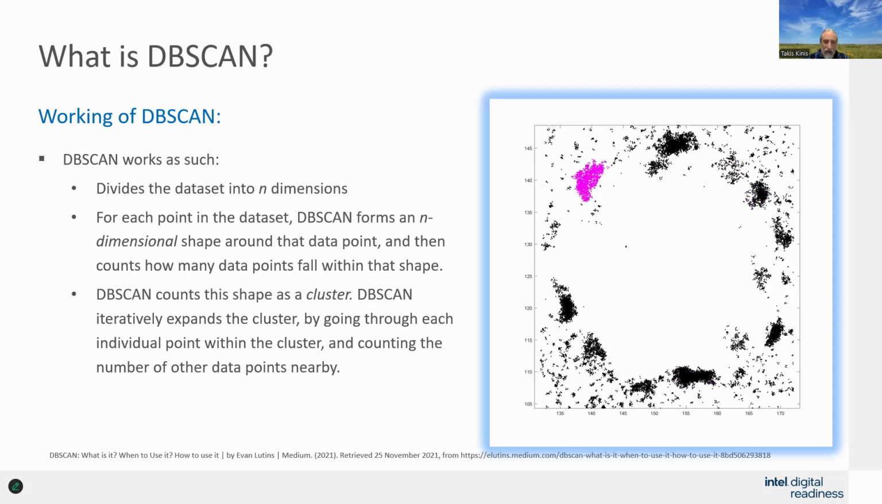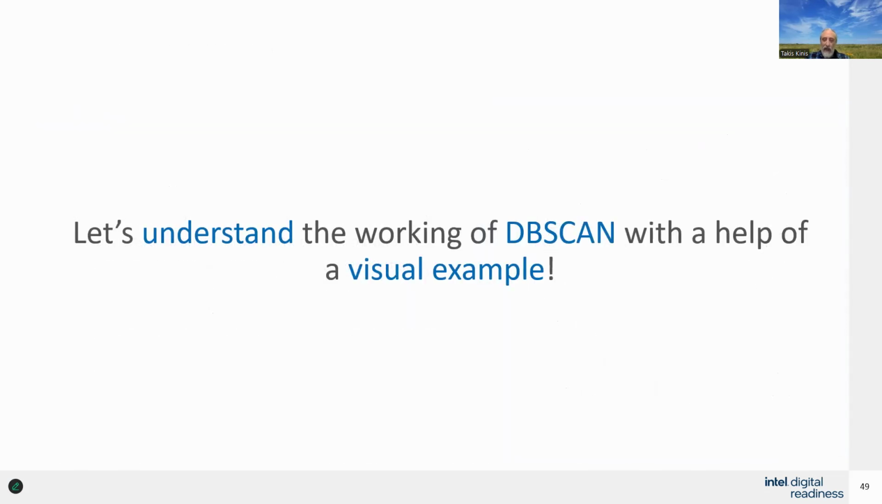And then it'll shape an n-dimensional shape around that data point, and then count how many data points fall within that shape. So it is anticipating what the shape is, and then it counts the data points, and then it figures out how many other points aren't within it, right? So it counts that as a cluster, and then it keeps expanding the cluster by going through each point and comparing it with other points that are nearby to see if they might fit in the cluster too. Right? That's the general approach of the algorithm.